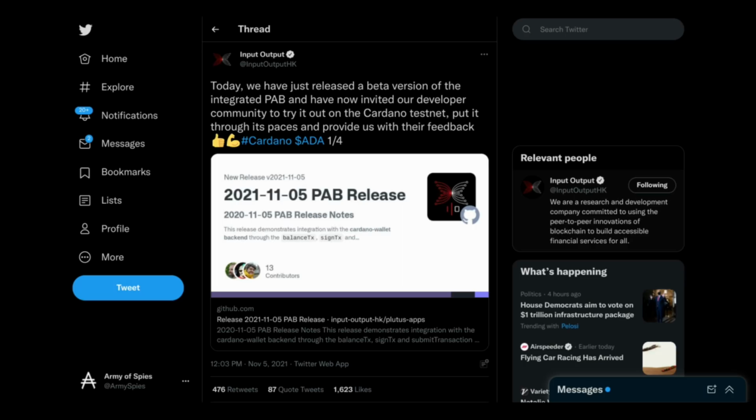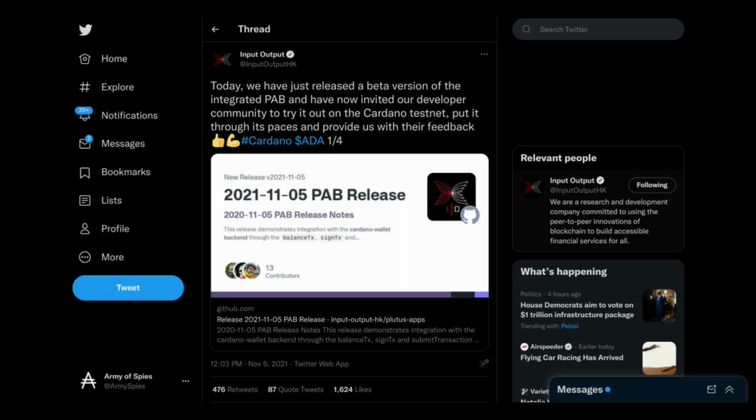Of course, it would have been great if this had happened at the same time as Alonzo. But I think if we're being honest with ourselves, things can't always happen simultaneously, nor should they, because it's highly unlikely that two very different things would take the same time. Let's say the Alonzo Hard Fork Combinator event is going to take X amount of time to be completed. It's highly unlikely that the PAB would also take exactly X amount of time. It's more likely that it would be X plus one, X plus two, X minus one. In this case, it was kind of X plus 2 months. But the beta release of the PAB is here.